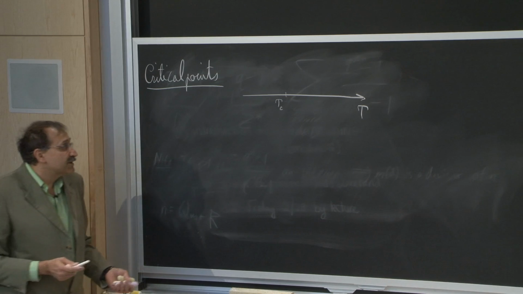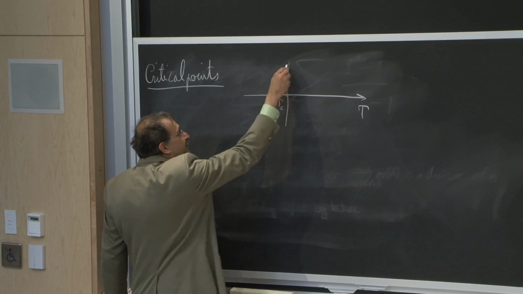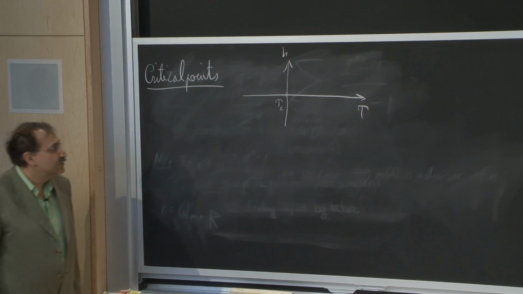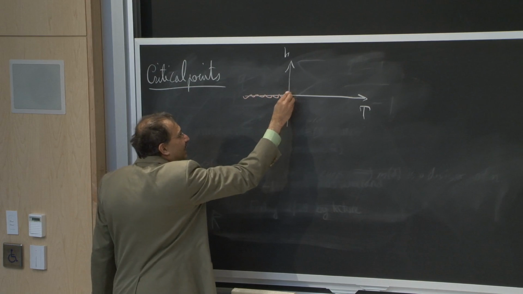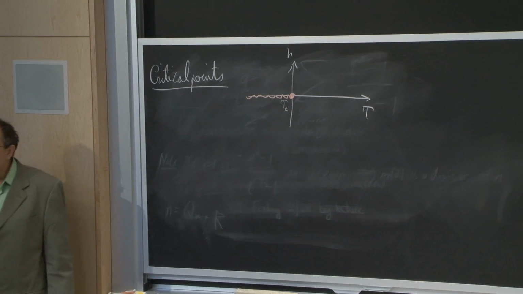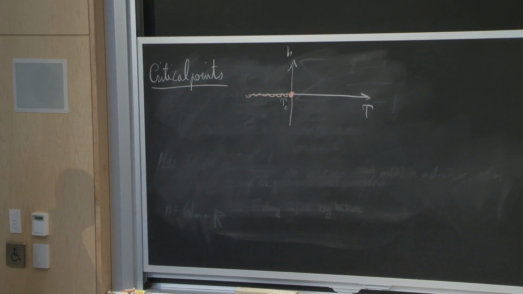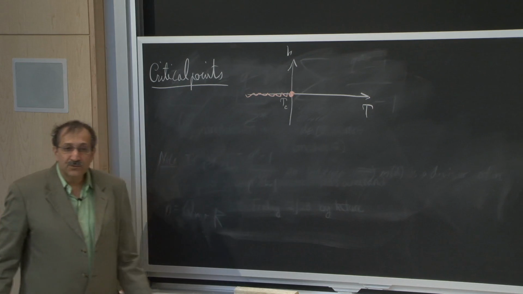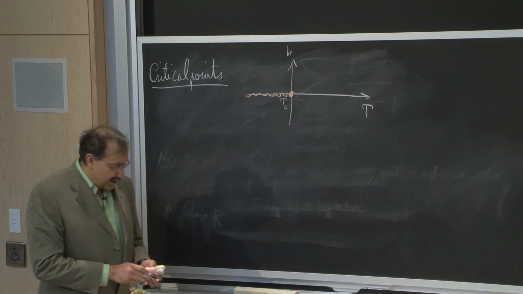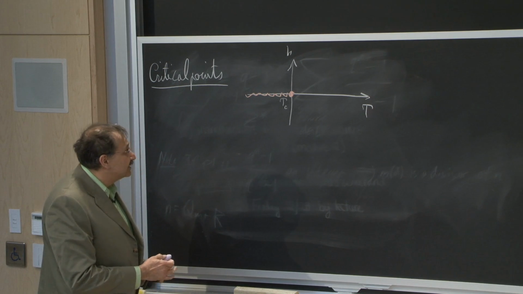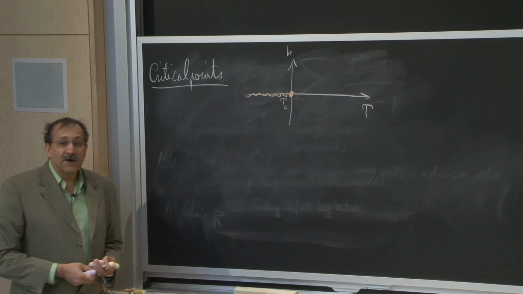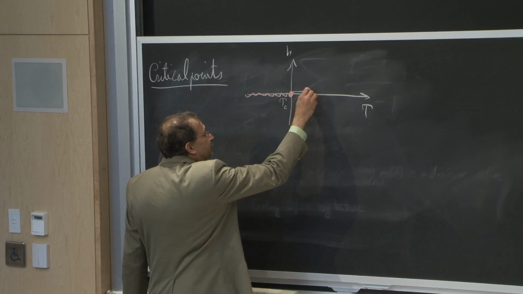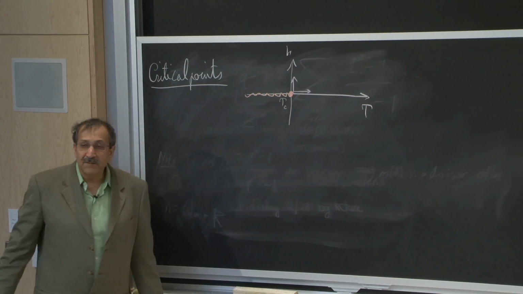For other systems such as magnets, you actually have two knobs. There is also the magnetic field, and you have to turn two knobs in order to end at this critical point. Also in the case of the liquid gas system, in the pressure temperature plane, you have to tune two things to reach this point. And the interesting thing was that in the vicinity of this point, the singular parts of various thermodynamic quantities are interestingly independent of the type of material.